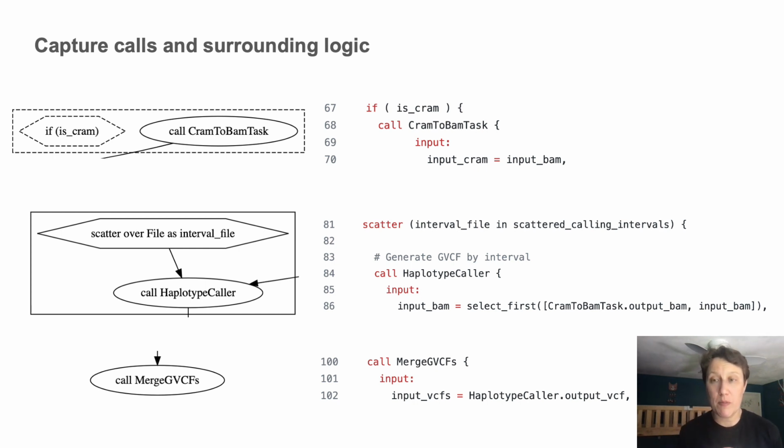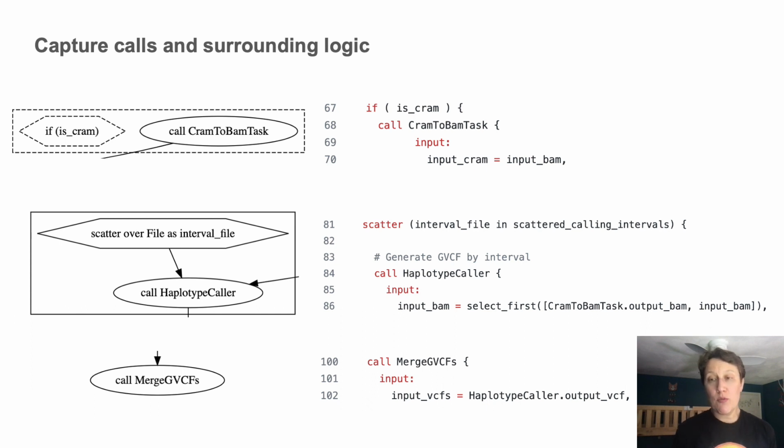Now, if I'm curious about the specific syntax of those controls, I can look up the relevant terms in the WDL language specification on GitHub, which includes explanations and examples of their expected behavior. And finally, I can also see how the calls are connected by their inputs and outputs, as in the case of the merge VCFs call, taking as input the outputs from the haplotype caller call.